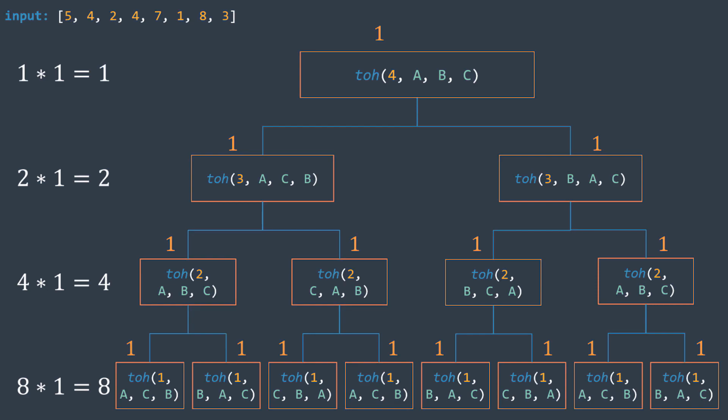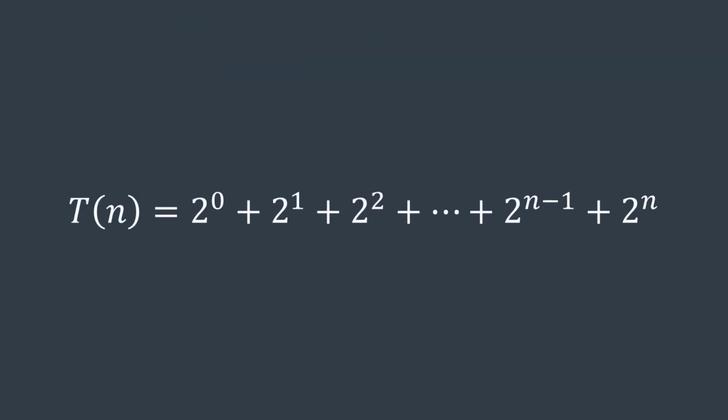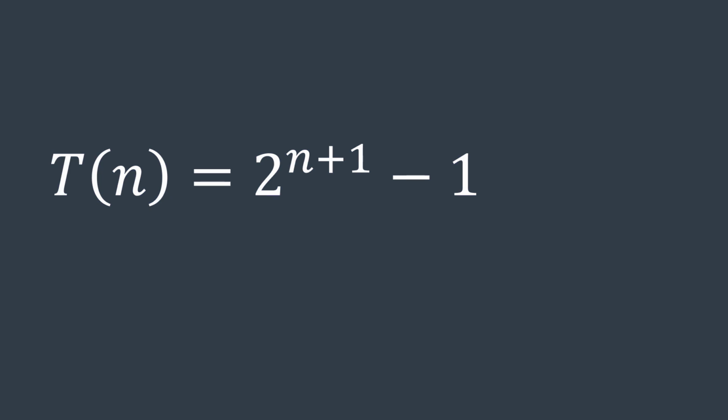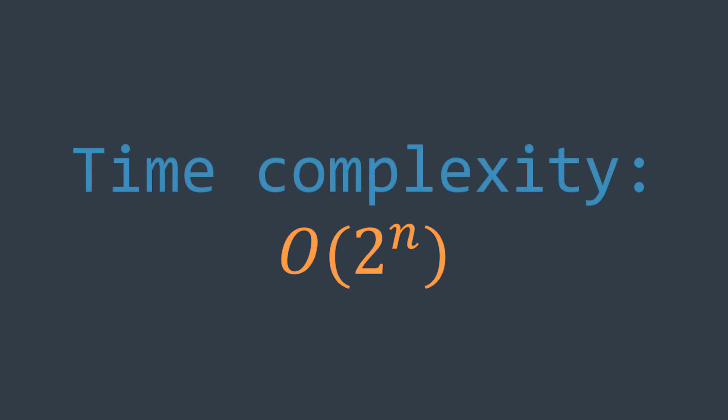And for the number of levels, at each level, n is decreasing by 1, so we will have n levels. The total number of function calls is 2 power 0 plus 2 power 1 plus 2 power 2, and so on until 2 power n. This sum gives 2 power n plus 1 minus 1, which is 2 times 2 power n minus 1. We remove smaller terms, we remove the constant, and we get a time complexity of O of 2 power n.